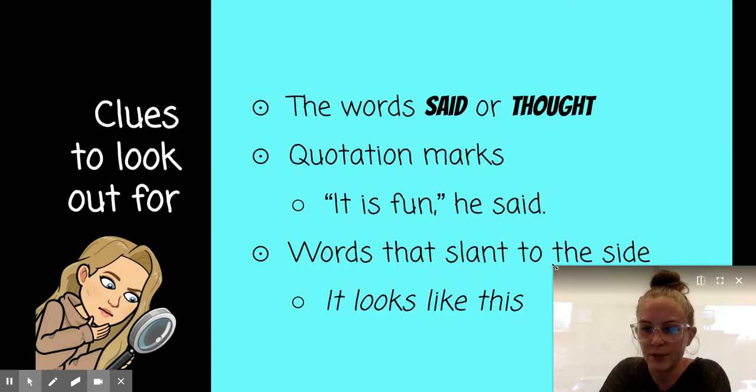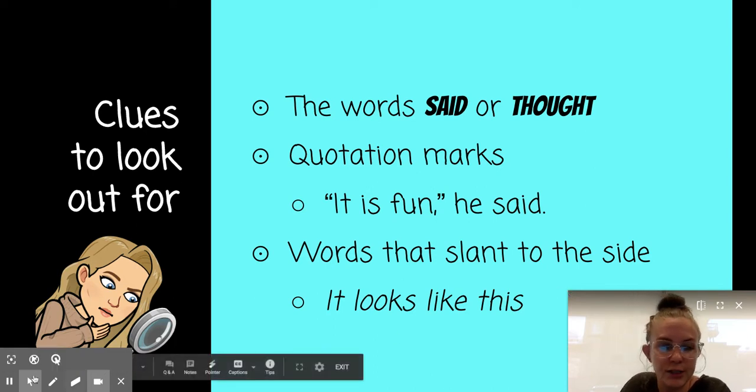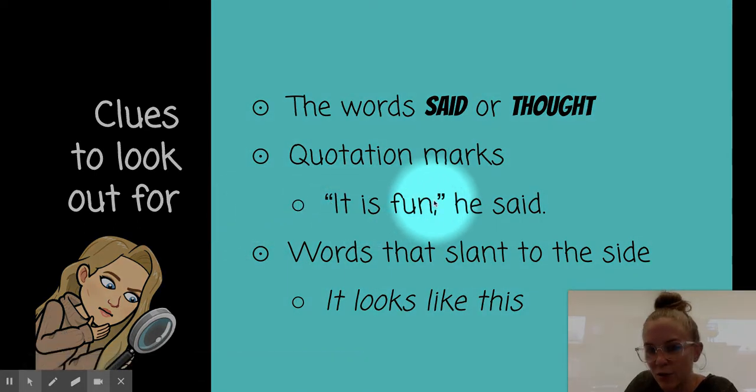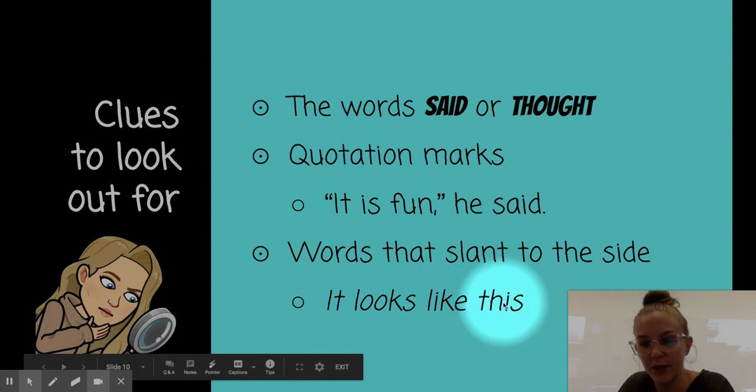So, how are we going to do this? What clues should we look for? The word said or thought is a clue that your character is going to say something or think something. So that's one thing to pay attention to. Quotation marks look like this. They look like commas that float in the sky. That is a clue that the words in between the quotation marks are the words that the characters say. And look, there's that magic word again, said. "It is fun," he said. You can also look for words that slant to the side, which looks like this. Sometimes this is a clue that your character is thinking something.